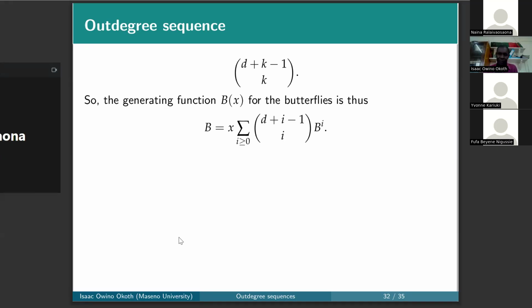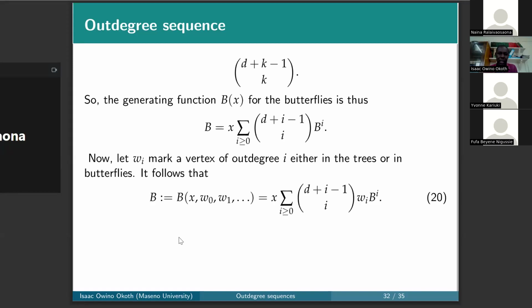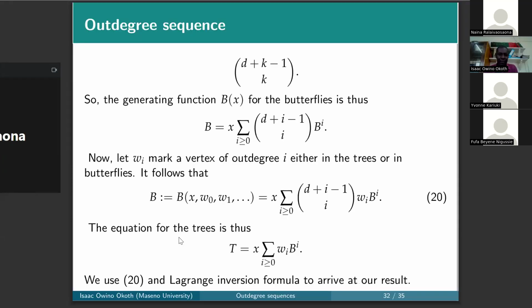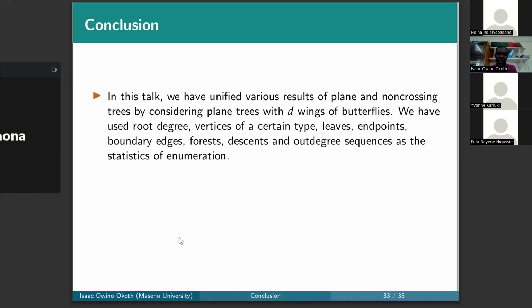So the generating function for the butterflies is given as shown, and then if we let w_i mark a vertex of degree i, either in trees or the butterflies, then B is expressed as in 20, and the equation for the butterflies is therefore given as the sum of x times the sum of w_i, where we sum over all the i's. And therefore we use 20 together with the expression for T and the Lagrange inversion formula to arrive at the result. So in this work, we have unified various results for plane and crossing trees.